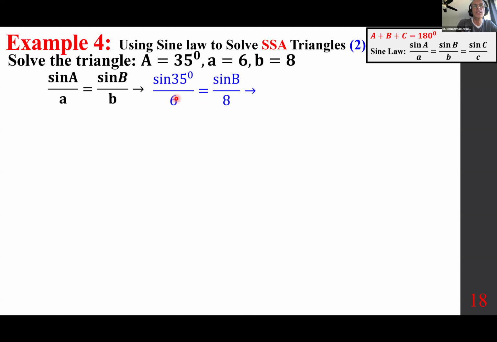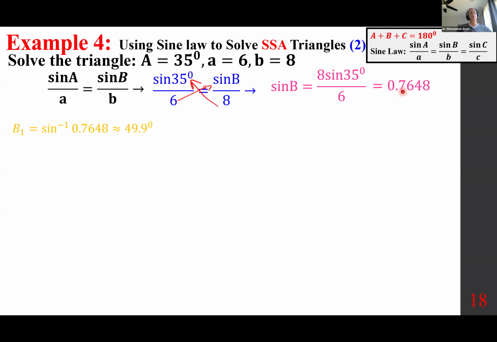So 6 times sine B, cross product, is 8 times sine 35. So sine B is 8 times sine 35, divided by 6. At this point, you have to put it into a calculator with a bunch of decimals. We do that, and it results in 0.7648. So if sine B is equal to 0.7648, then B is sine inverse of this number.